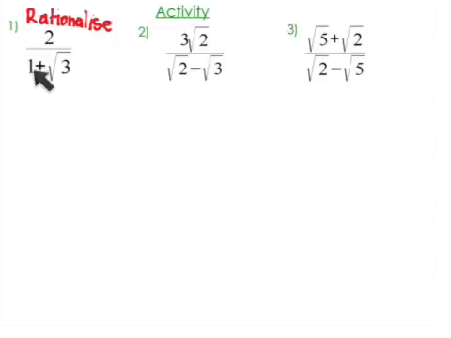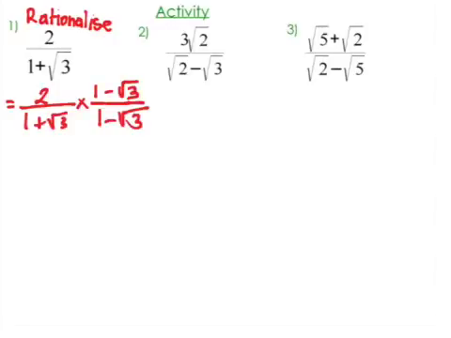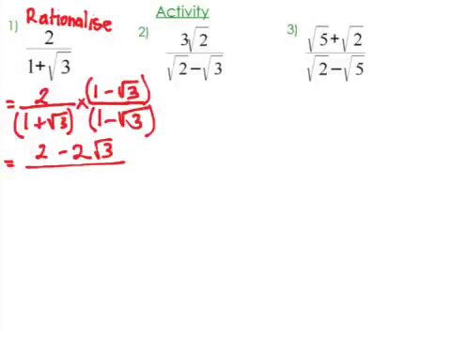Remember, we have to multiply by a fraction that has a value of 1, and that fraction is going to be made up of the conjugate of this denominator on top of itself. So it'll be the same as multiplying by 1 minus root 3 on 1 minus root 3. Now think about it as expanding brackets. That gives you your numerator, and then your denominator is here 1 plus root 3 times 1 minus root 3.